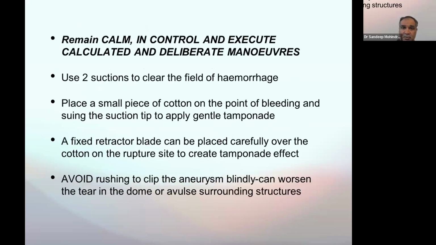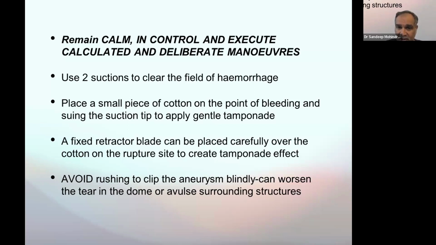So this is the most important thing: the surgeon should remain calm, in control, and execute calculated and deliberate maneuvers. Use 2 suctions to clear the field. I think most surgeons must be using 2 suction catheters. In all aneurysm surgeries, we still use 2 suctions simultaneously, one the complete powerful one, and the second one the fully controlled one.